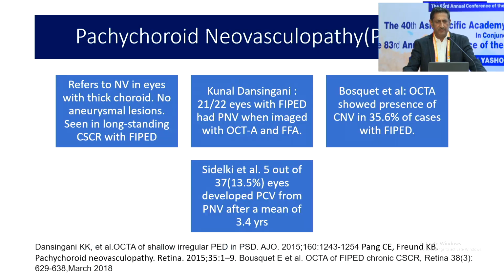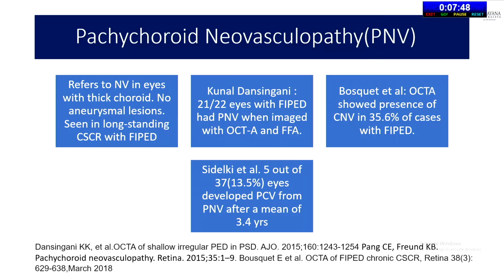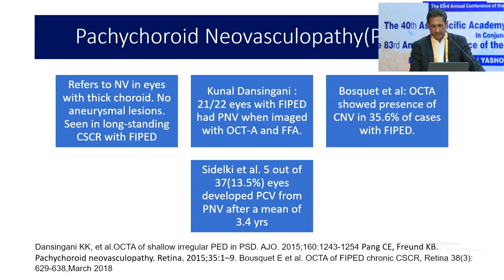We'll go to the PNV. This refers to neovascularization in eyes with thick choroid, and there are no aneurysmal lesions at the end of the vasculature. And whenever you see a flat irregular PED, that is FIPED, you have to rule out neovascularization, and OCTA is very good for picking such cases. And you have to remember that these cases can develop into PCV also.